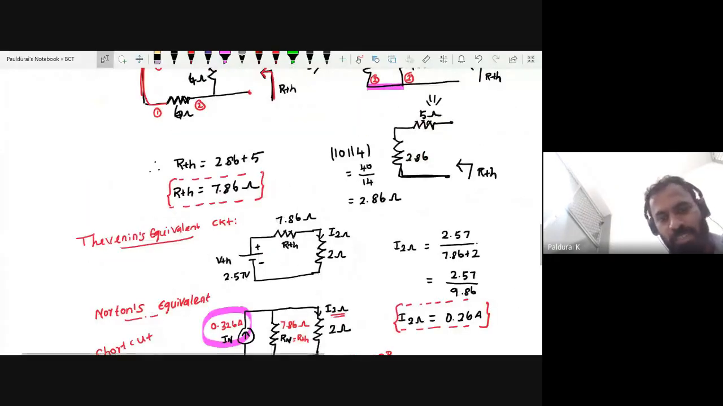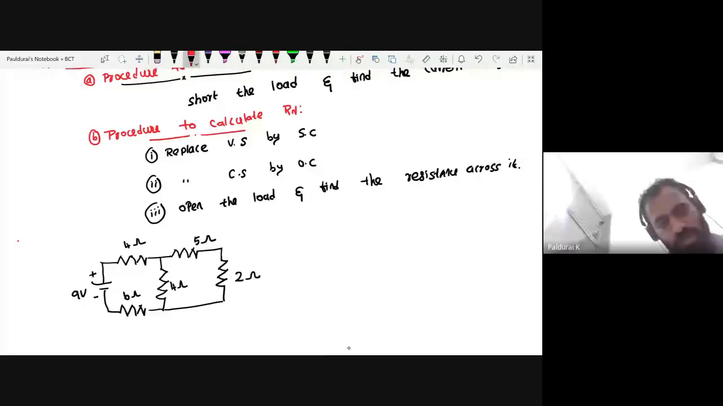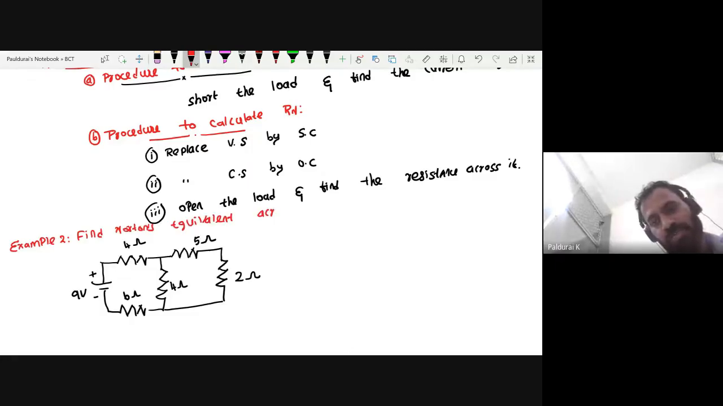Example 2. Find Norton's equivalent circuit across 2 ohm. Solution.